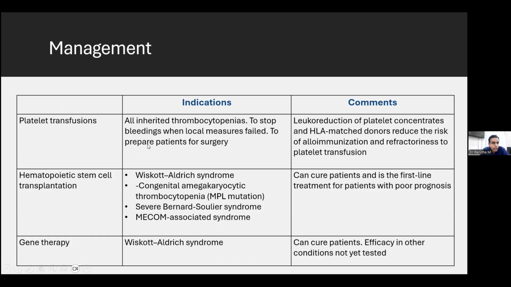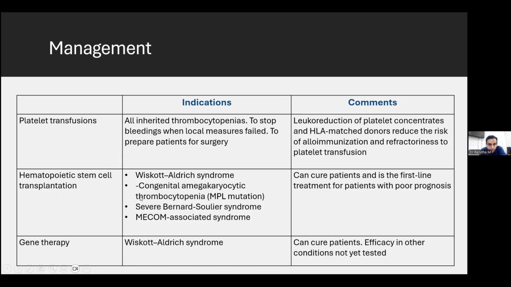So I think we are just running out of time. So I'll quickly sum up in the last 2 slides. The management, of course, is largely supportive, but keeping in mind that some of these entities may evolve and might need more aggressive treatment. So we've covered the platelet transfusions, and one important thing about platelet transfusions is that we should, as far as possible, to prevent alloimmunization, give matched platelets and also always leukoreduce the platelets so that the chance of medium to long-term alloimmunization for these chronic thrombocytopenias is minimized.